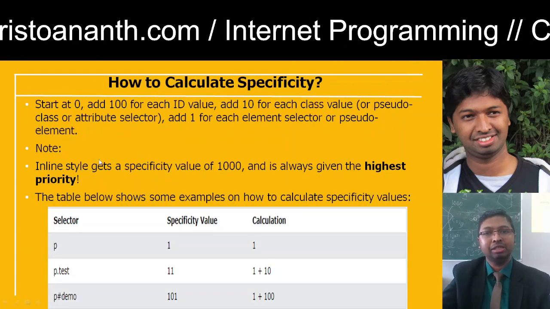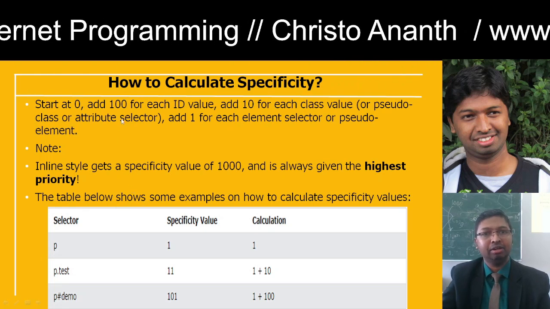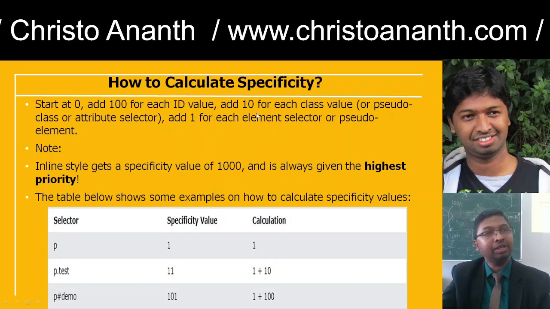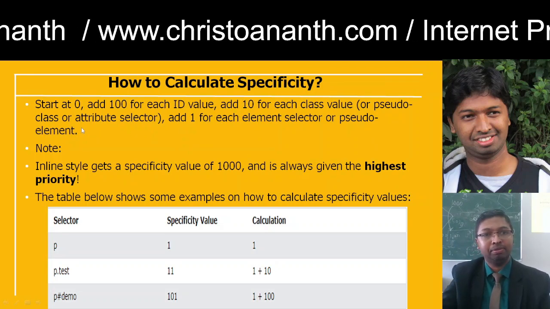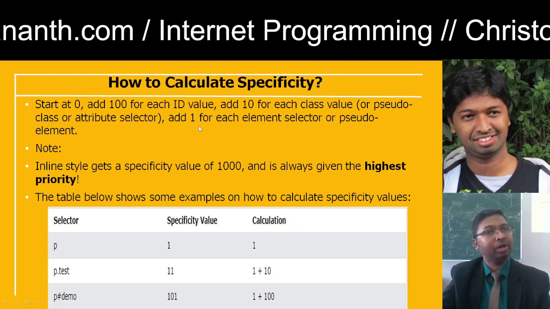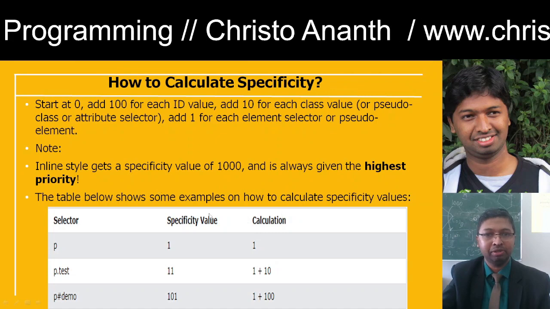So how can you calculate the specificity? Start at 0 and add 100 for each ID value, add 10 for each class value, pseudo class or attribute selector, and add 1 for each element selector or pseudo element. So we will have this one.